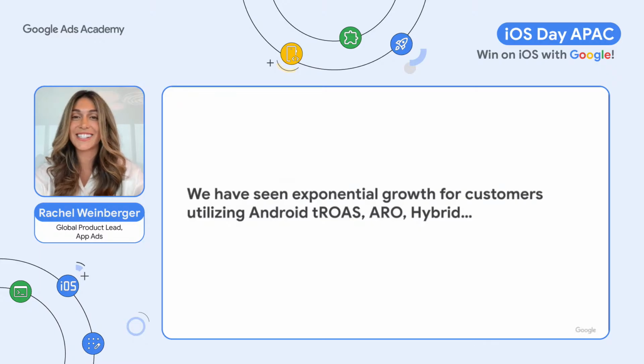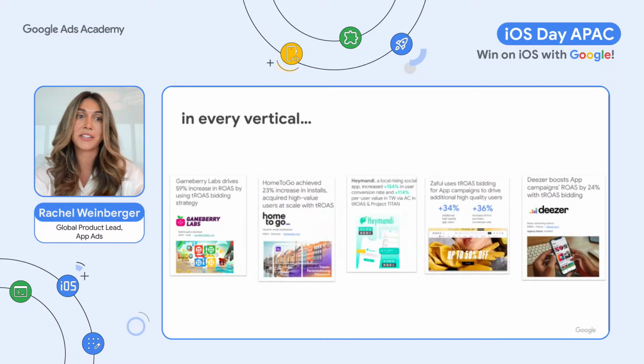So I'd like to shift gears to talk about the reason why we're probably all here today for iOS Day, the elephant in the room. We know that we've had TROAS available for Android for years, and we've seen exponential growth for advertisers, specifically in the last few years, and that's across every vertical. We have gaming, fintech, social, retail, streaming, travel. Every single app vertical, we have a success case just like these. And so it's exciting to see a shift in apps diversity here as well. I think when TROAS first launched, gaming apps were the majority of our early adopters, and we're now seeing non-gaming apps embracing TROAS and growing as well.